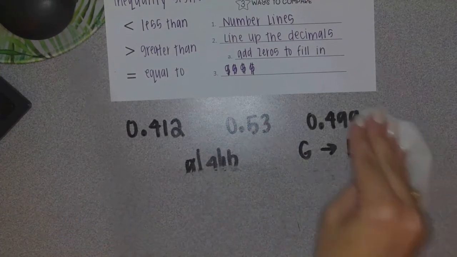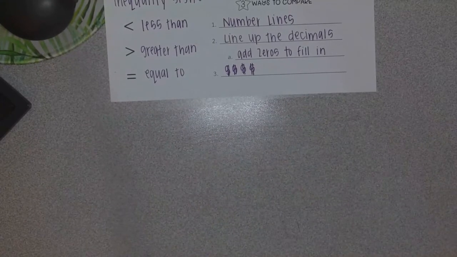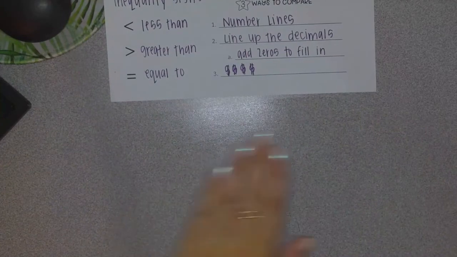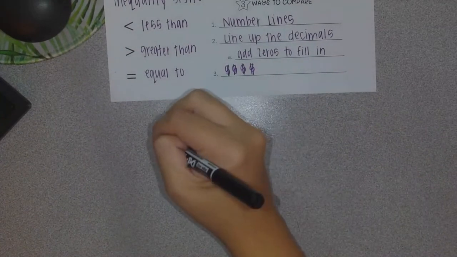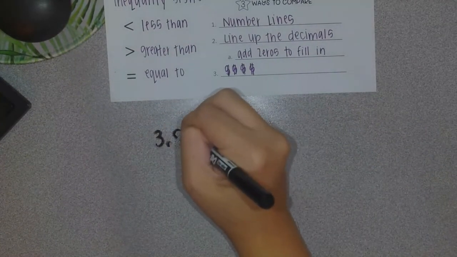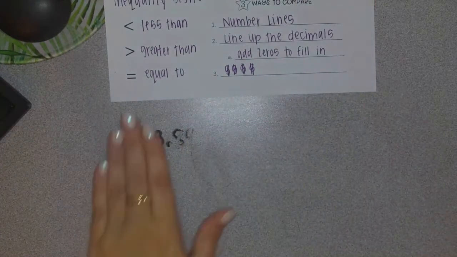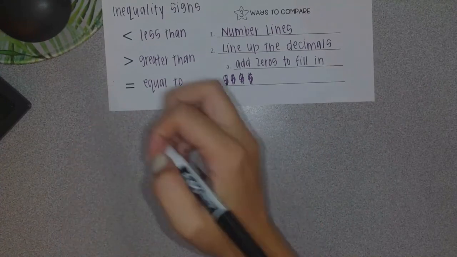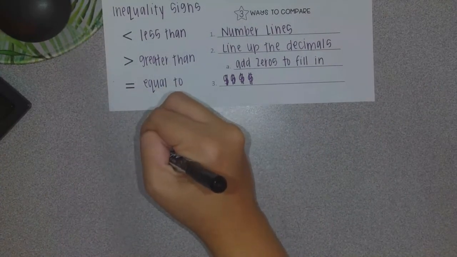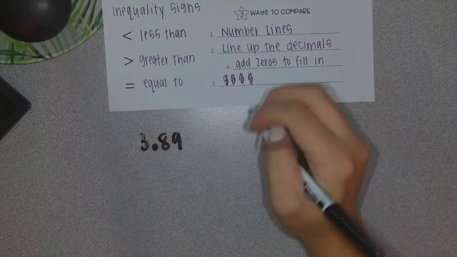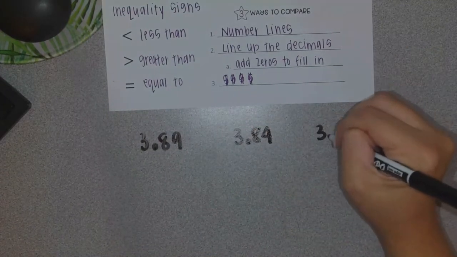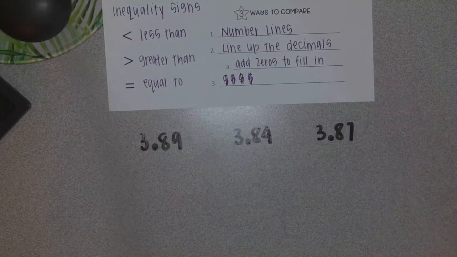And then our last way, we said we can think of it like money. Everyone loves to have that cash money. So let's say this time we have the decimals 3 and 89 hundredths. Uh-oh, didn't write it all the way. Let's try again. Okay, we have the decimal 3 and 89 hundredths. We have the decimal 3 and 84 hundredths. And we have the decimal 3 and 87 hundredths.